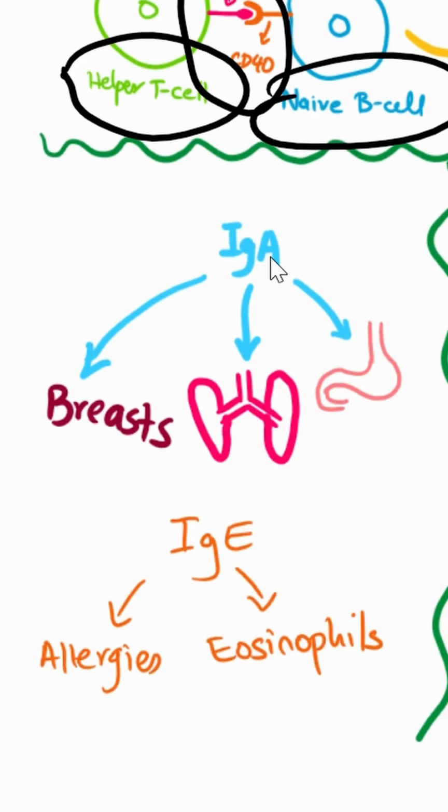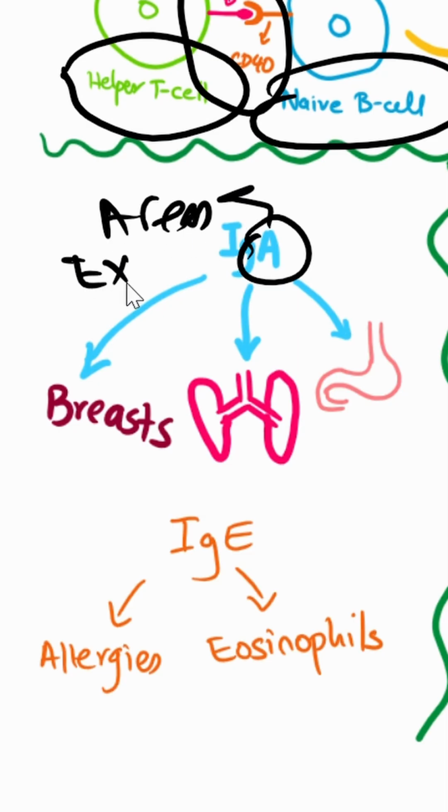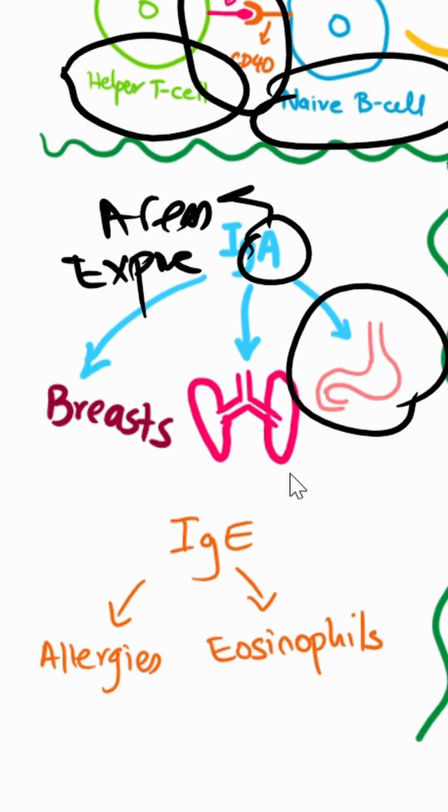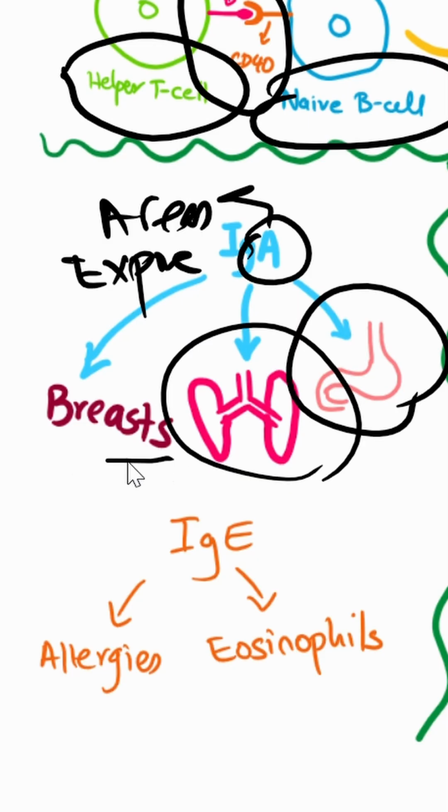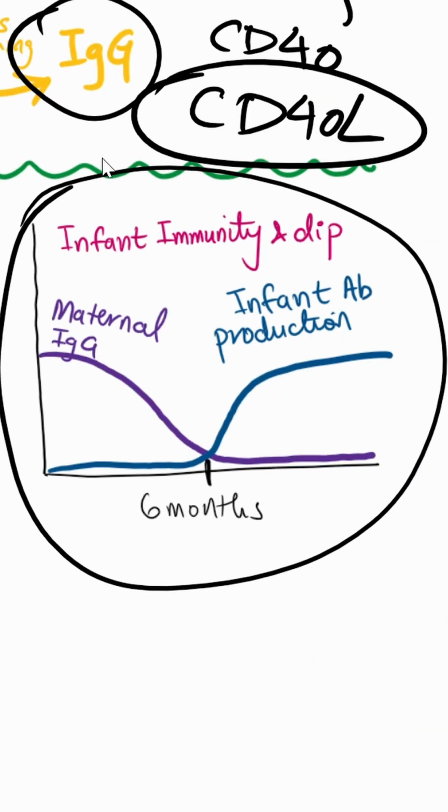Now, the next part, IgA. Think of A as areas exposed. So naturally, that's going to be in your gut linings, in your respiratory tract, and also found in breast milk. Remember, IgA is in the breast milk. IgG crosses the placenta, so when a child is born, it already has IgG for the first 6 months. After 6 months, the IgG plummets and the infant's own immune system kicks in. This is a graph that summarizes that, but we'll get to that in a second.